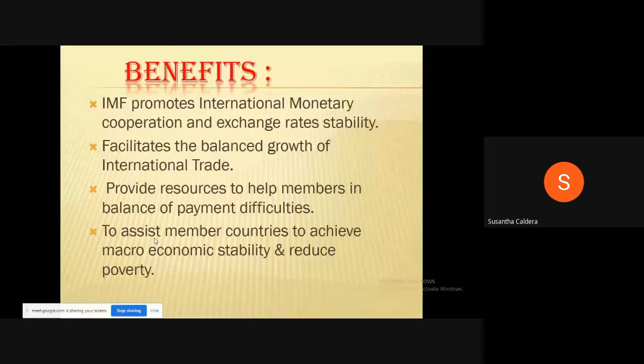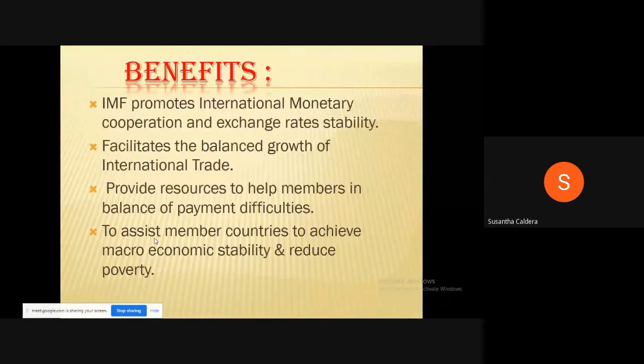Balance of payment difficulties. We are going behind IMF. Again, recently also we received one payment from IMF. To assist member countries to achieve macroeconomic stability and reduce poverty. Those are the benefits of IMF.